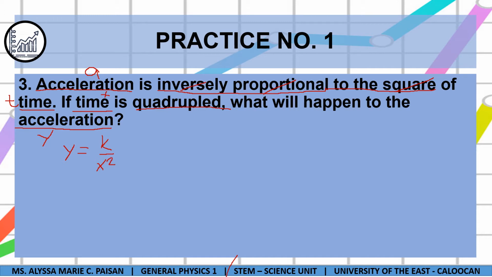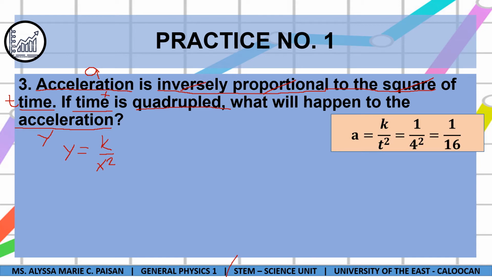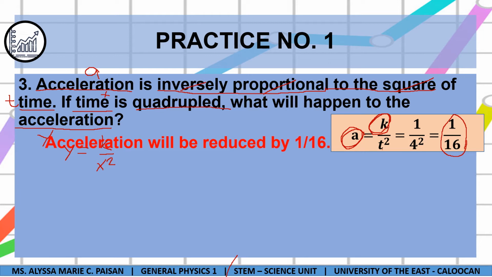Okay, now that we've set all those facts, we can use the method again, wherein we retain the A, the acceleration, and then the K will be K, and then the T will be the X. Okay, x squared, T squared. And then it says here that you quadruple the time, so we put here 4. And then we do the operations. We set K as 1, and then we set T as 4, and 4 squared is 16, and the result is 1/16. Therefore, the answer is acceleration will be reduced by 1/16.